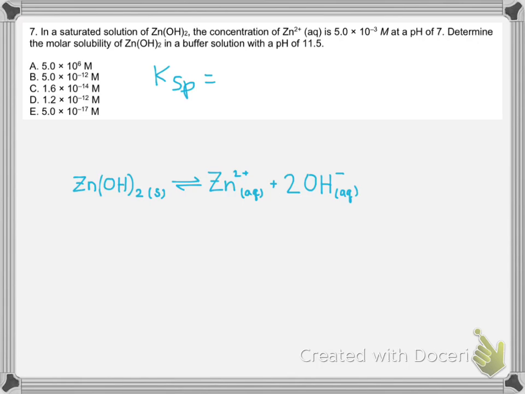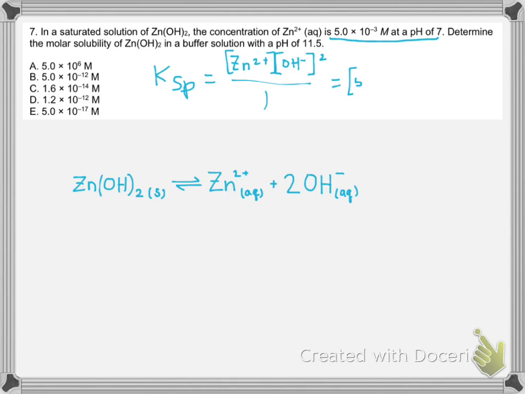So I know the KSP is going to be the zinc ions times the hydroxide ions squared, divided by 1 because we have a solid. This first piece of information they give me is telling me about equilibrium zinc concentration and equilibrium hydroxide concentrations. So I can just go ahead and plug those concentrations in to solve for my KSP.